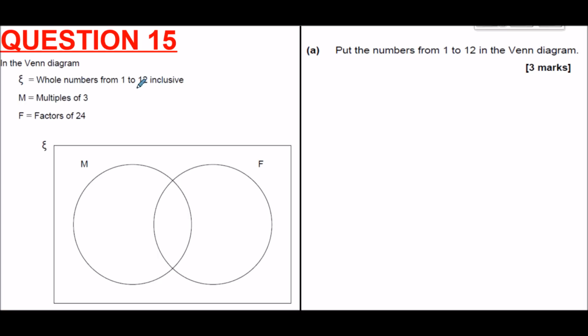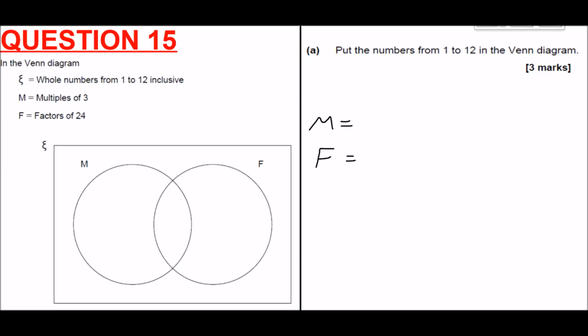Question 15, we have a Venn diagram. So E stands for everything, and we've got 2 circles that overlap. M stands for multiples of 3, F stands for factors of 24. So we can do these as a list.